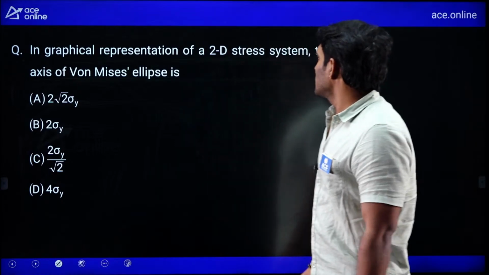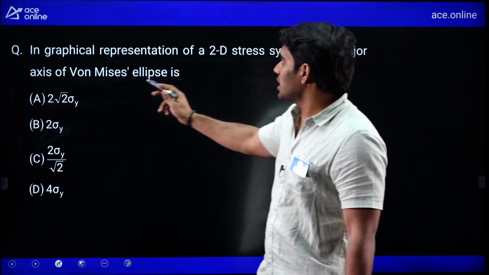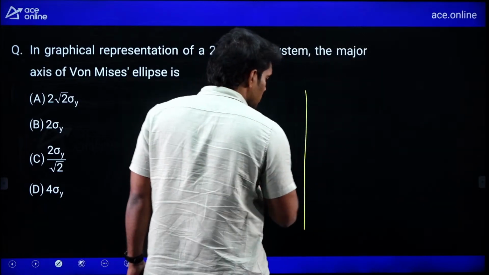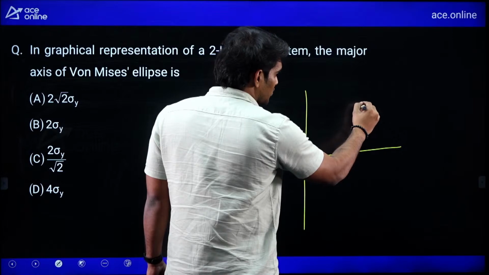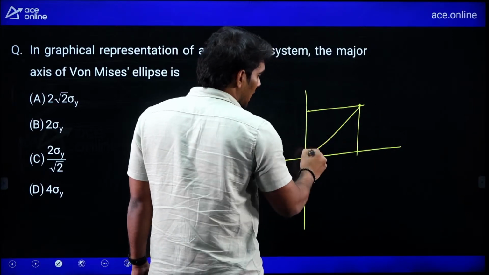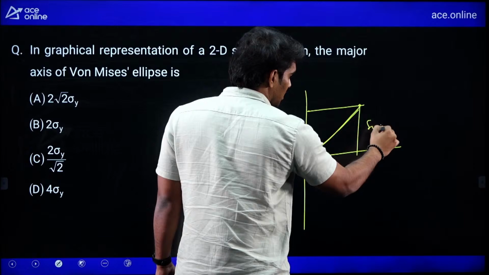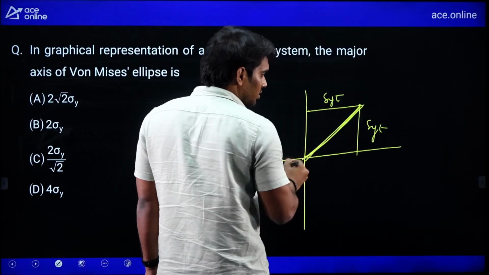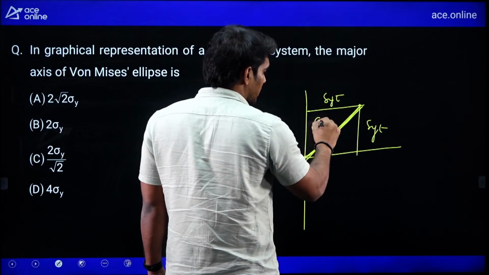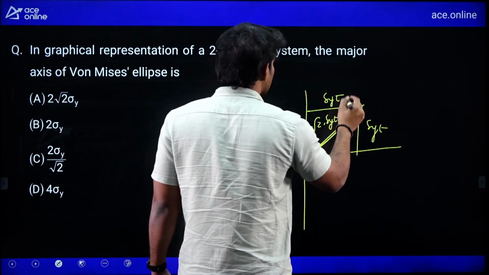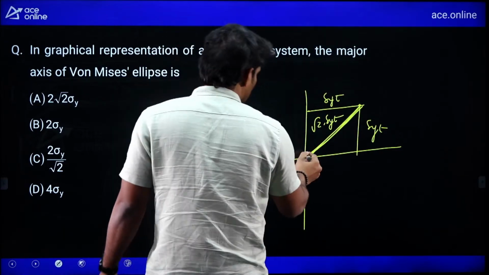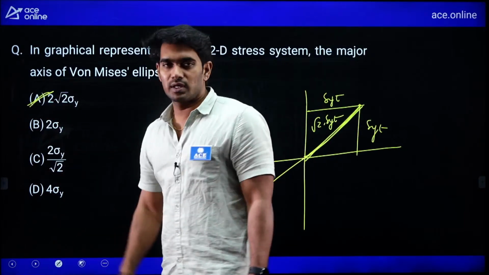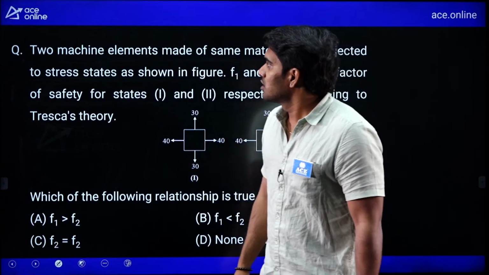In graphical representation of 2D stress system, the major axis of von Mises ellipse, here we can notice that it is at the SYT position. If this is SYT and this is SYT, the hypotenuse distance will be root 2 times SYT, and he is asking us to identify the major axis distance. So obviously it is 2 times root 2 times SYT. Okay, the answer is A.